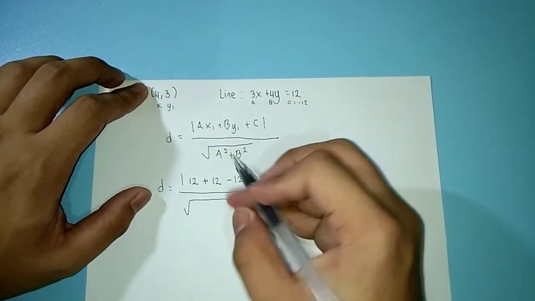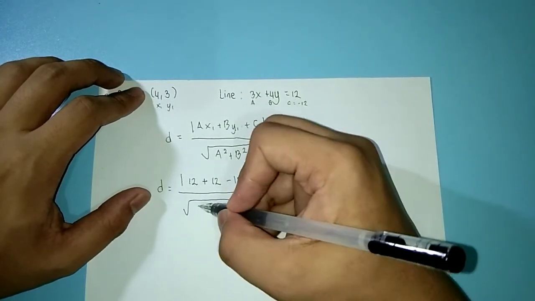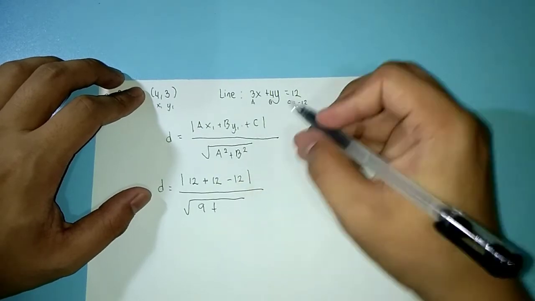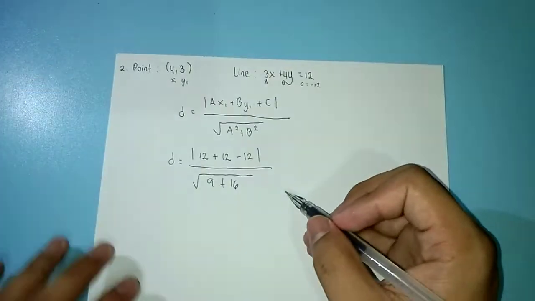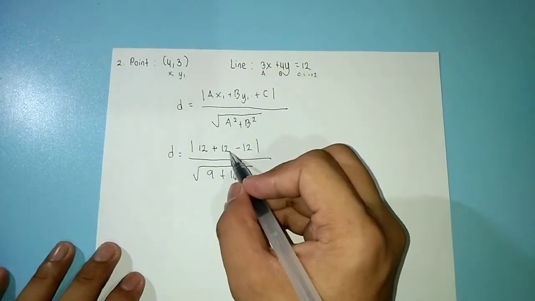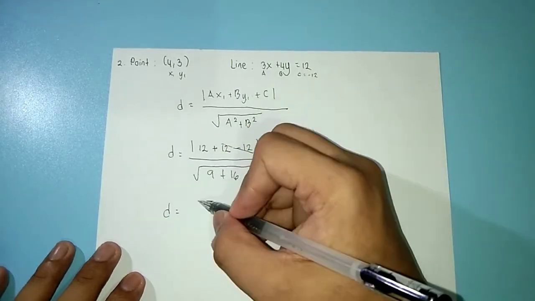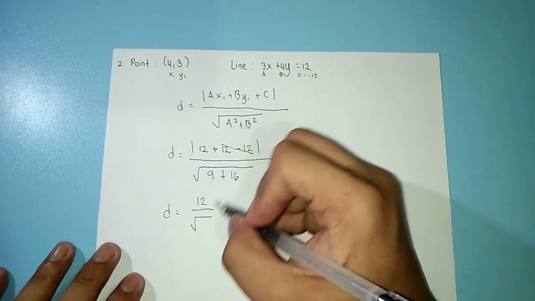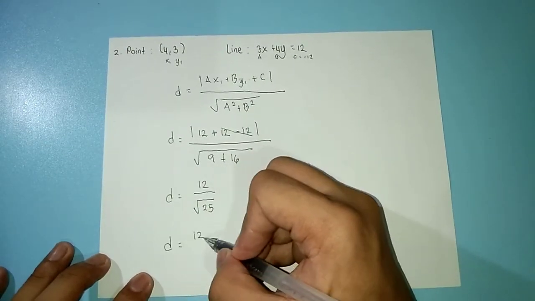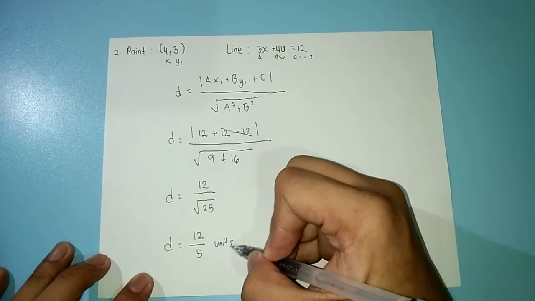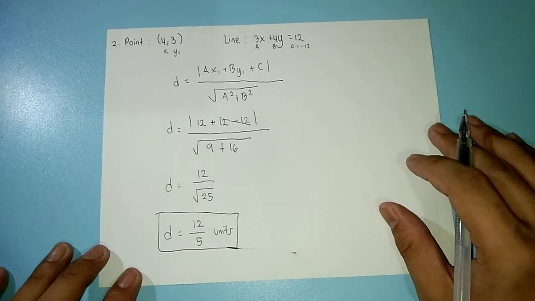Over square root of, what is a squared? So, that is 3 squared. What is 3 squared? So, yan ay 9. Plus b squared, yan ay 4. So, 4 squared, that is 16. Then, compute natin to. So, may makikita tayong 12 minus 12 dito, no? Wala na to. So, magiging 12 na lang yung matitira. So, we have 12 over square root of 9 plus 16, 25. And what is square root of 25? That is 5. So, 12 over 5 units. Okay? So, ganun lang siya kasimple.